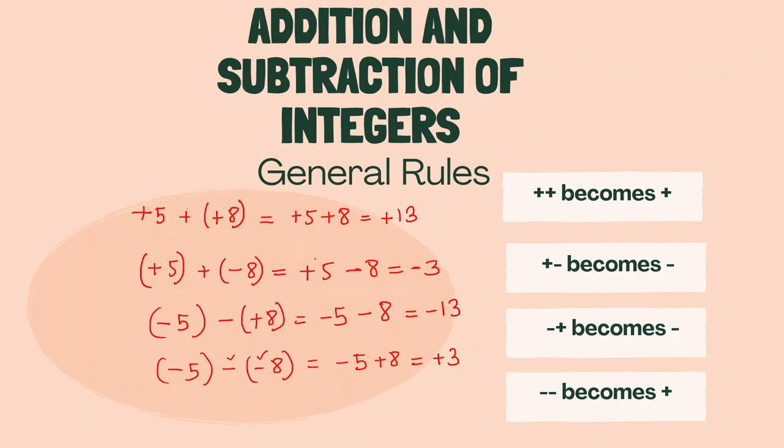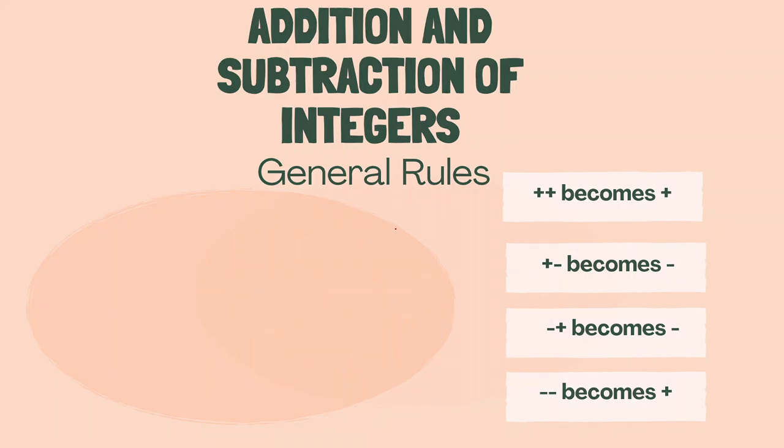But there is another process. We want to know why these are happening. For that we have to understand the next process, that is the number line process.